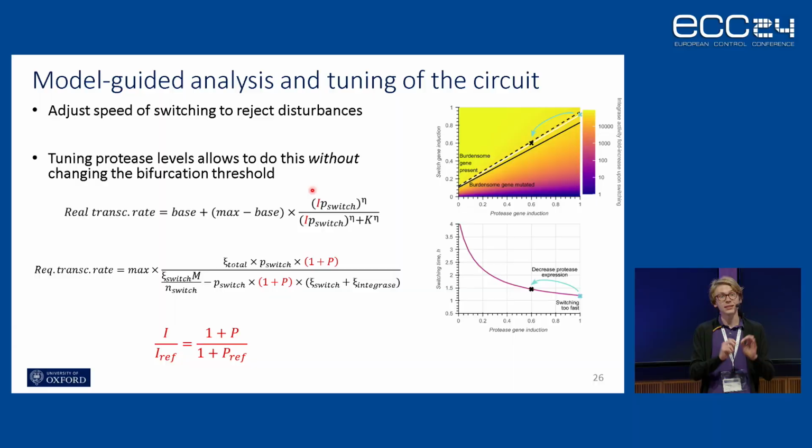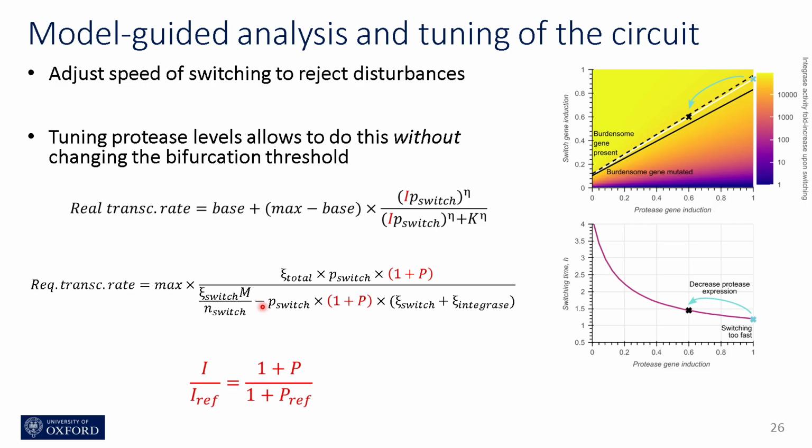Still, as has also been mentioned, we need to reject disturbances, that is, temporary decreases in burden which are not caused by mutations. Luckily, we know that in synthetic gene circuits, the dynamics of behavior are mostly regulated by the rate of degradation of the species. And in our case, we have a protease which degrades the switch protein. By looking at the transcription rate curves, we can see that if we change the protease expression together with the inducer level, we can change the switching time without shifting the bifurcation threshold that we have so carefully tuned.